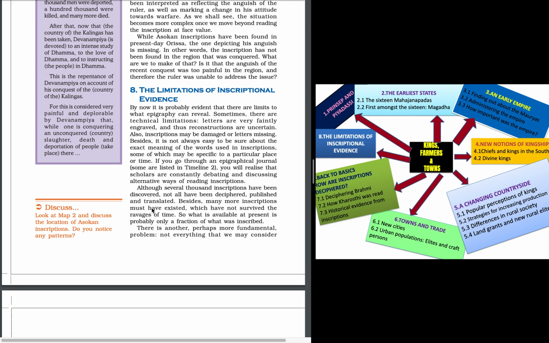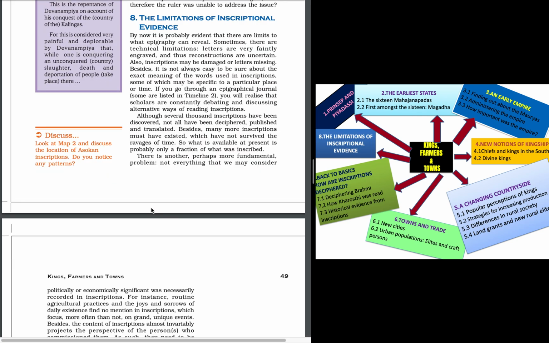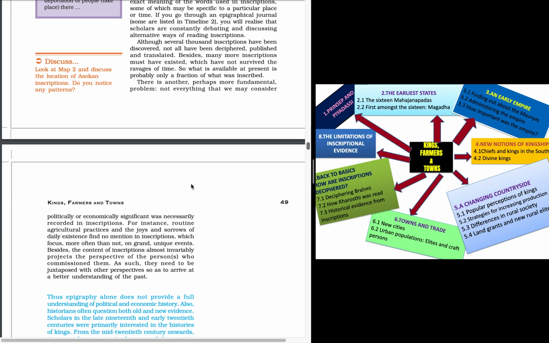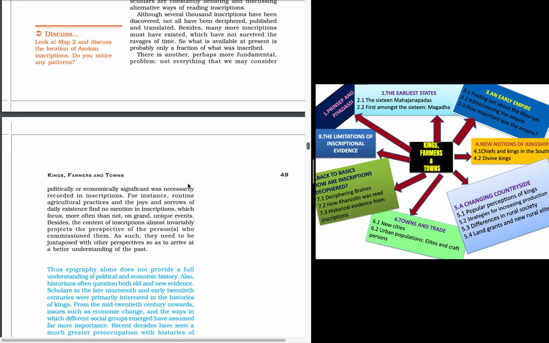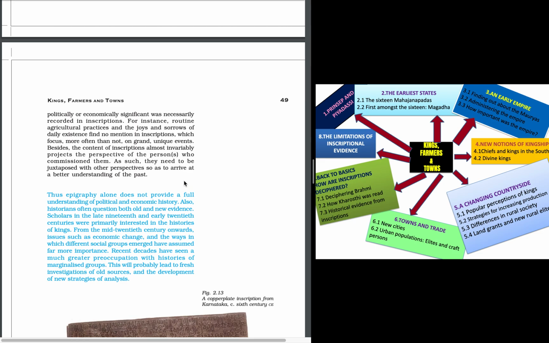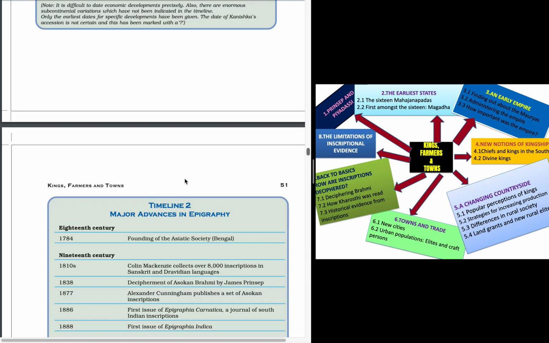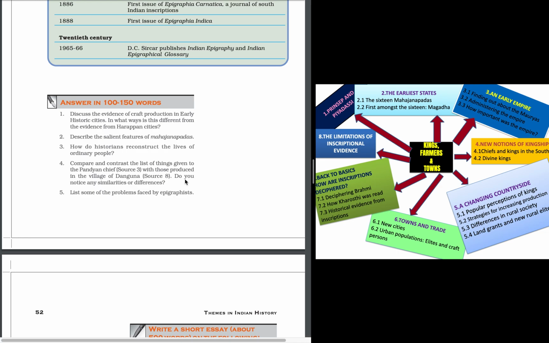And in the last point, the limitations of inscriptional evidence. Of course, there are many problems in knowing from the inscriptions, because inscriptions tell us a lot about that particular period, but sometimes they are lopsided. They only discuss the good aspects of the rulers or of the kingdom. So there are a few limitations, which we will discuss elaborately when we deal with each and every topic. Thank you very much.